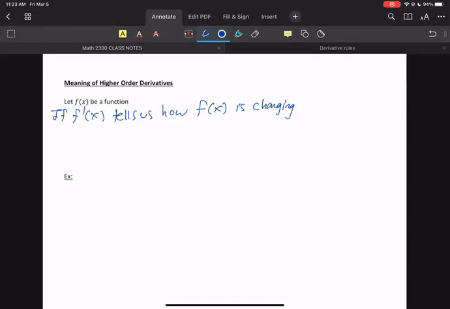And so the first derivative tells you how the function is changing. That means the second derivative, which we obtained by differentiating the first derivative, right? So what I'm trying to say here is the relationship between the first and second derivative is the same as the first and the function, right? So what I'm writing right here, the second derivative tells us how the first derivative is changing.